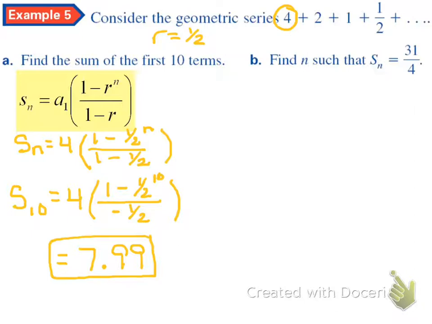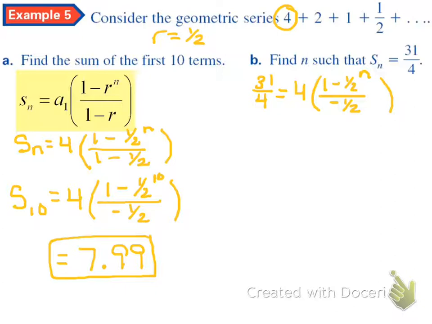In part B, it wants us to find n such that the sum would be equal to 31 over 4. So let's set this problem up. So we know that the sum is 31 over 4. That sum would be equal to the first term, which we know is 4, times 1 minus the rate, which we know is 1/2, raised to the power of the number of terms that we are adding, which we do not know. That's what we're being asked to find, over 1 minus the rate, or 1 minus 1/2, which would be a negative 1/2.